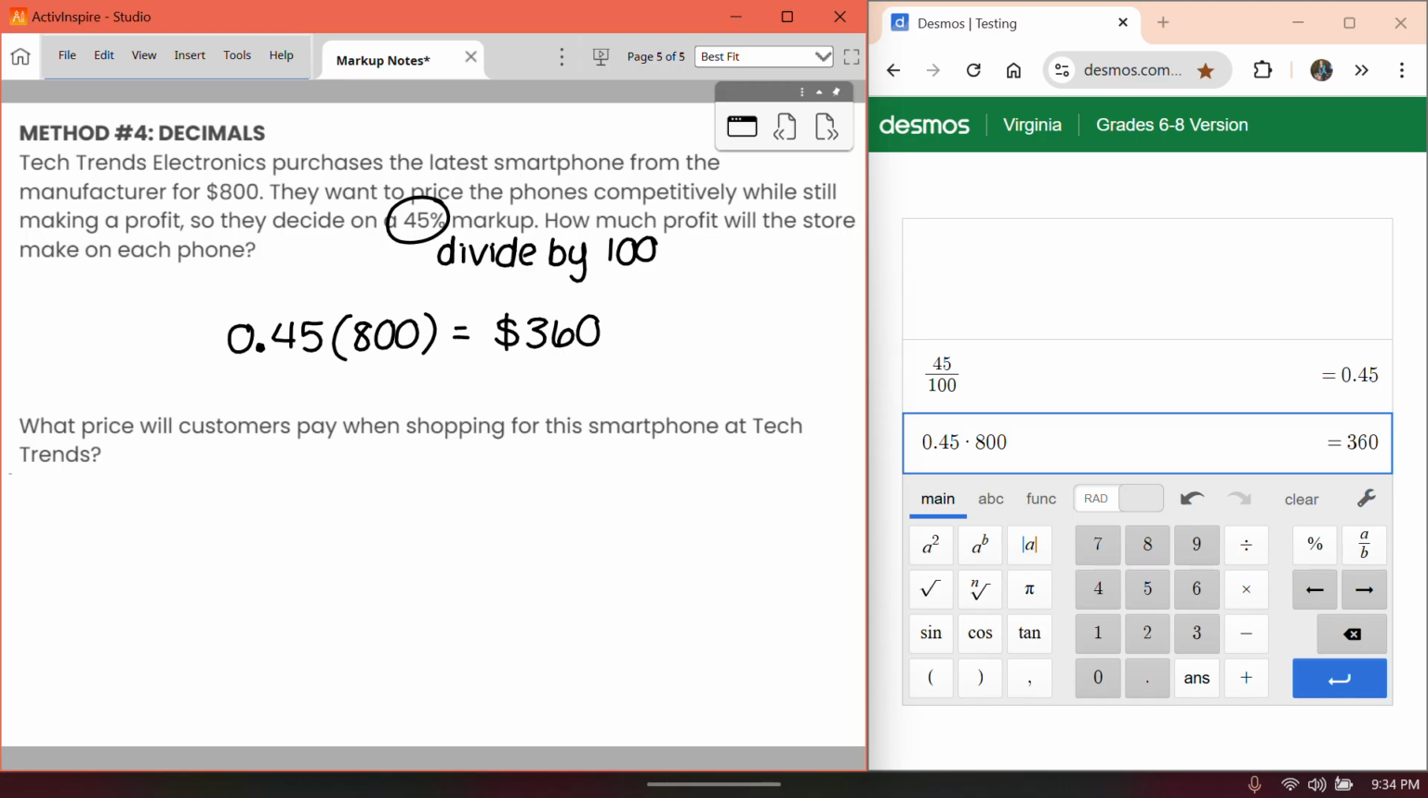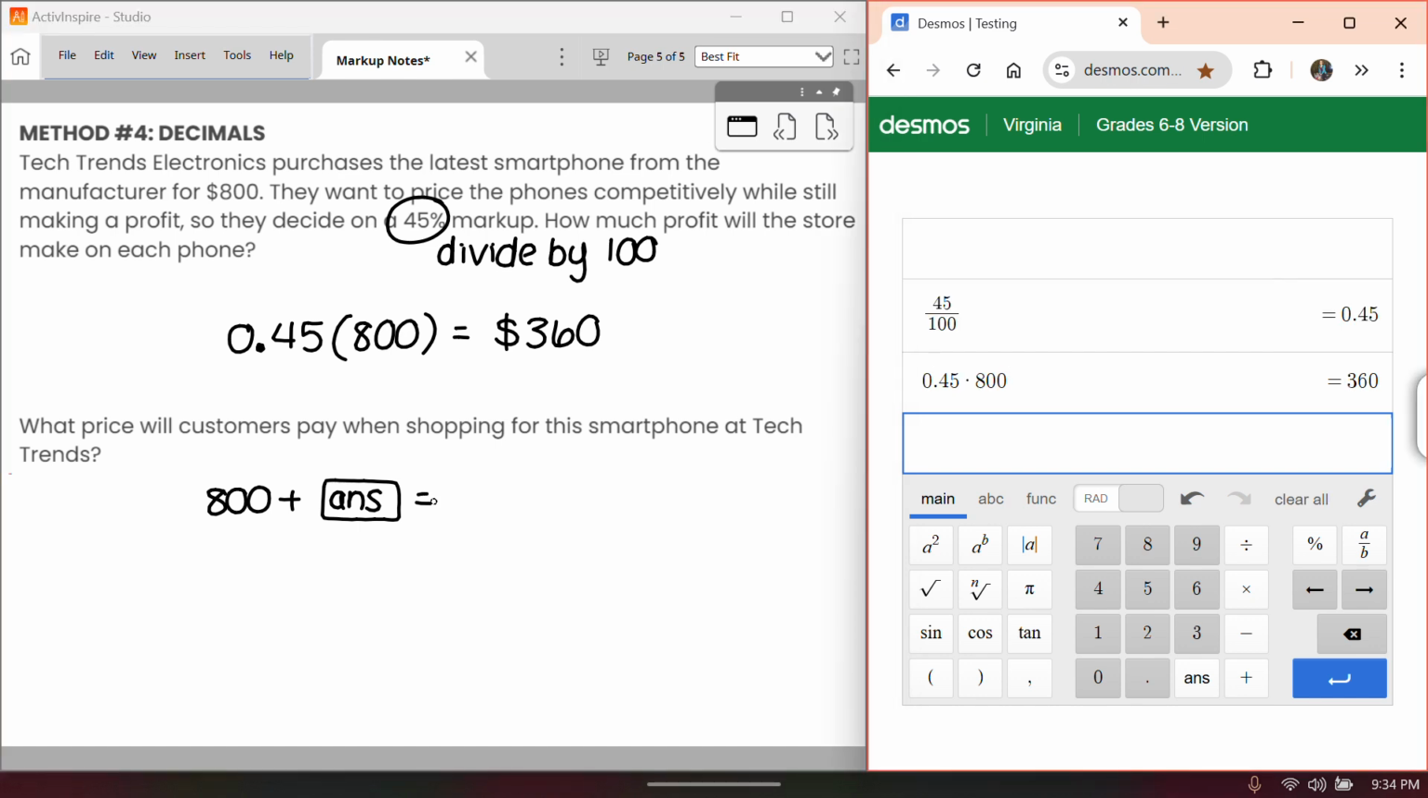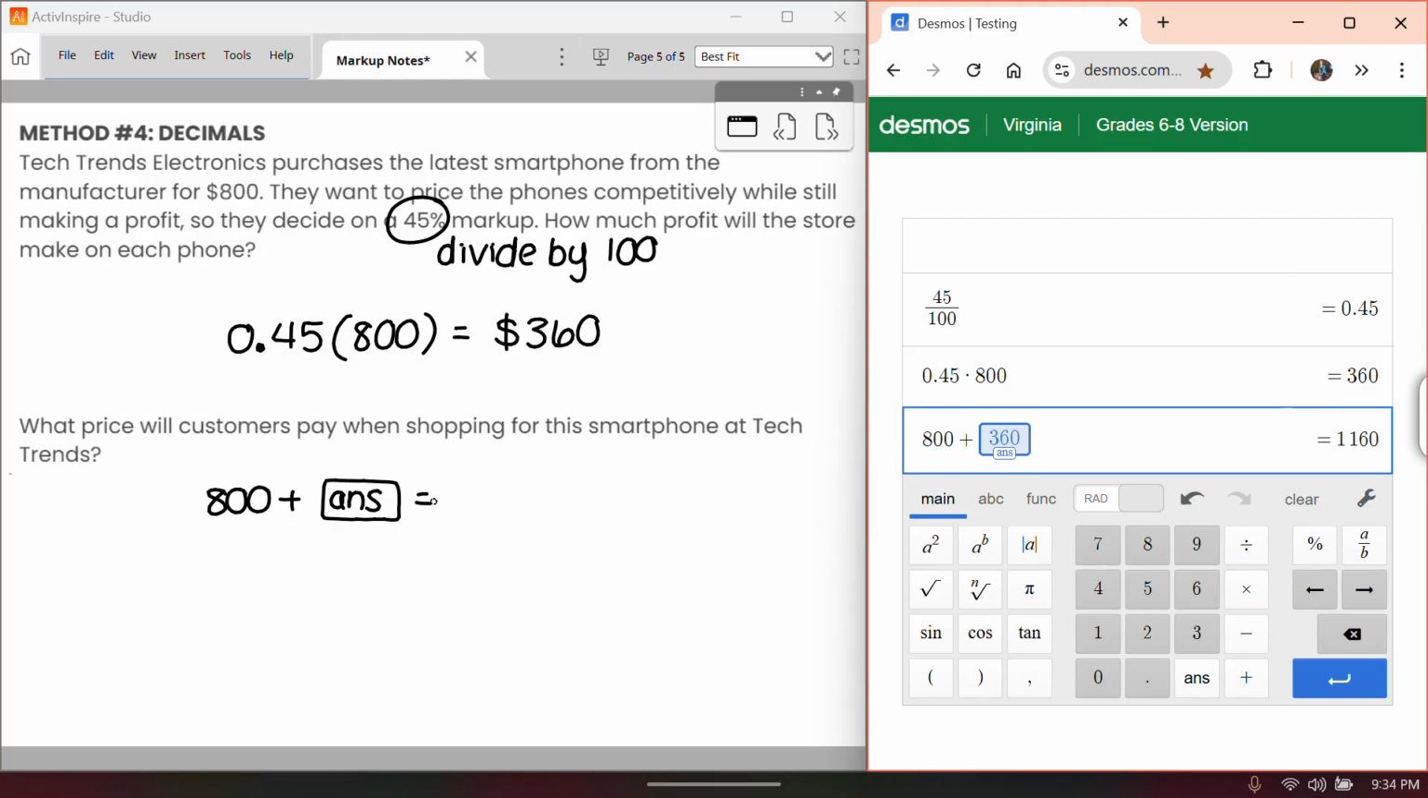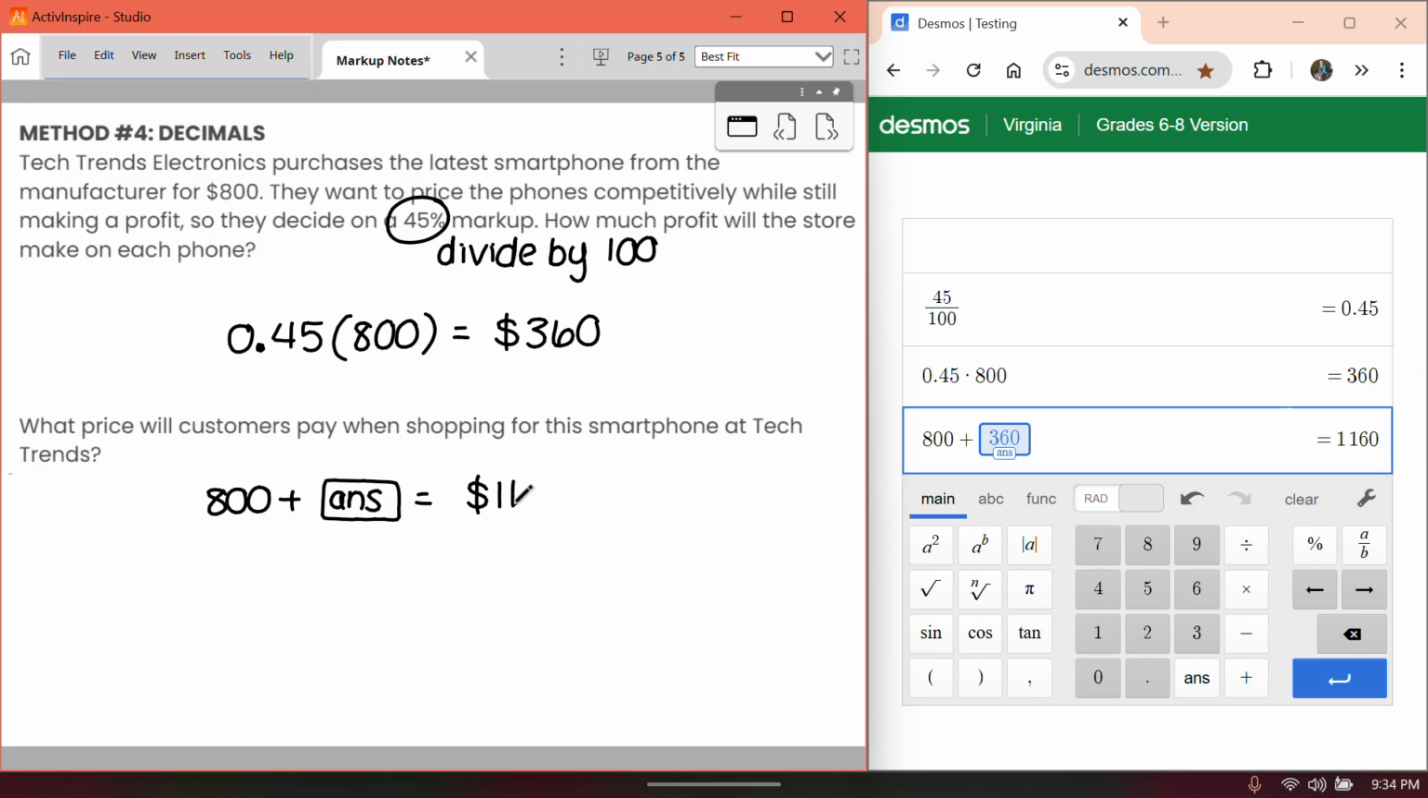But you're not getting out of this store only paying $360. So when it says what price will customers pay, you have to take the original price of the phone and add that markup. So in Desmos, let's do 800 plus that last answer. And the customer is going to pay $1,160.